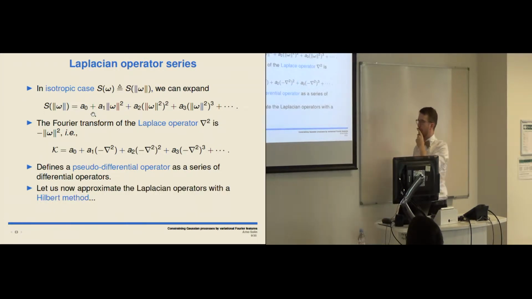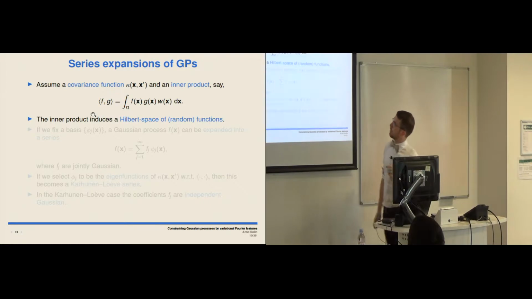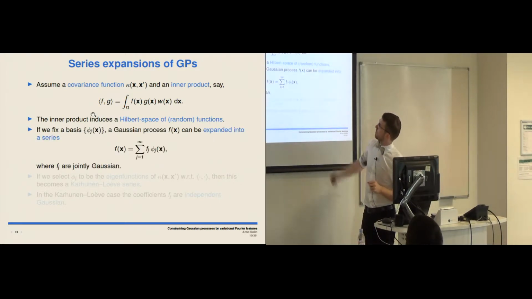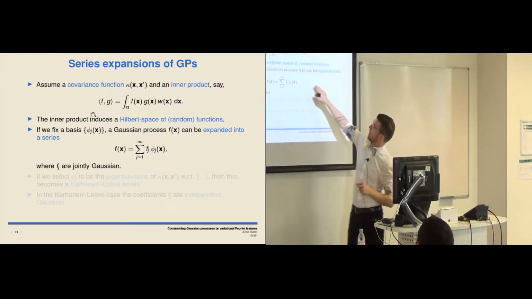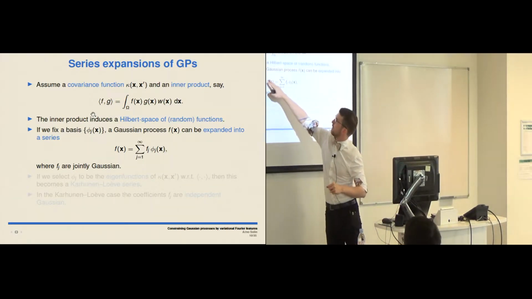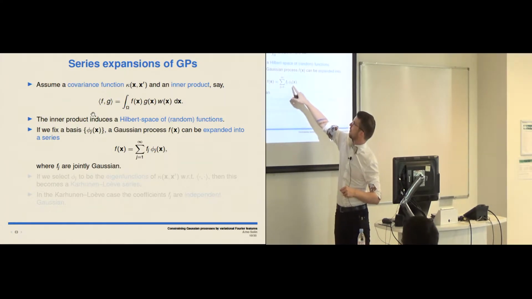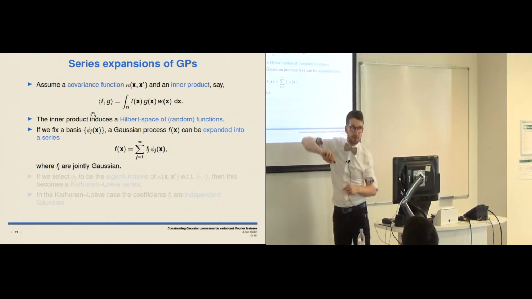So let's now approximate this with the so-called Hilbert method. If you think of the covariance function and an inner product of this form, we can then set up an approximation which is basically like a basis function expansion of f. So you project your function f on a set of basis functions phi, with coefficients fj in front of them.